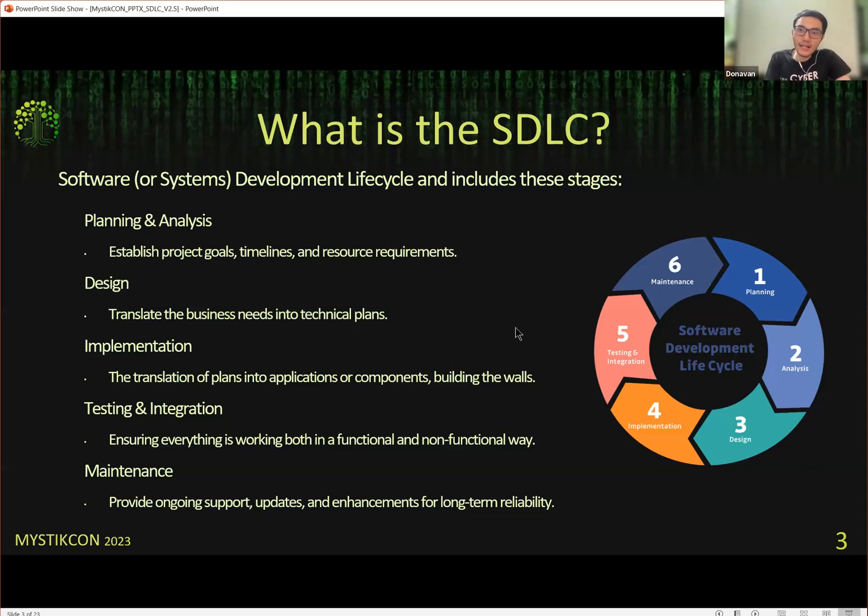Of course, the design alone is not really enough to bring a solution to fruition. You need to implement it. And this is where you have system integration works. You need to build the various moving parts and bring them together. That's the implementation. Then testing and integration, you need to test these things to make sure they work in both a functional and non-functional way.